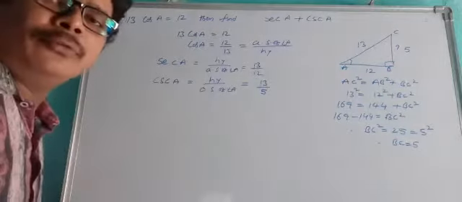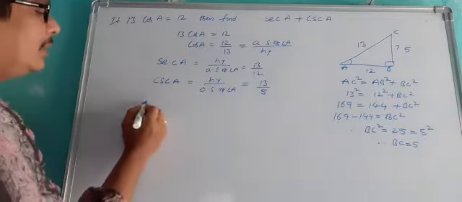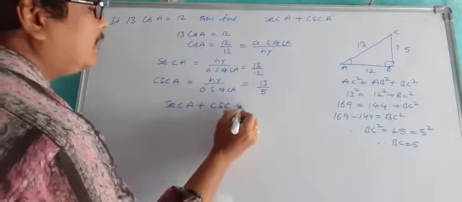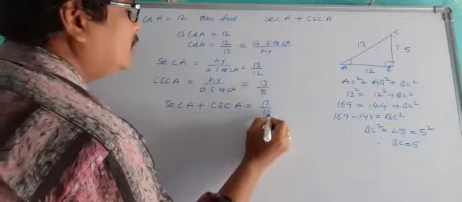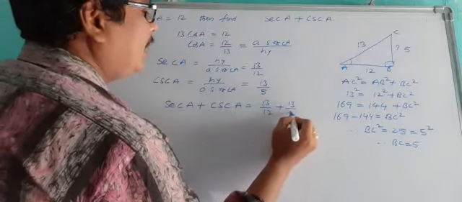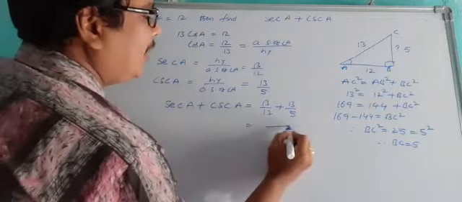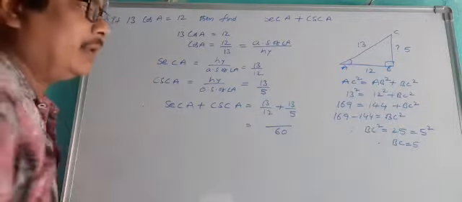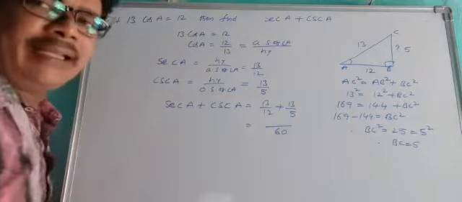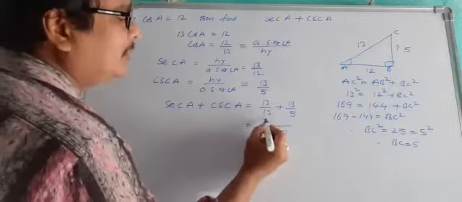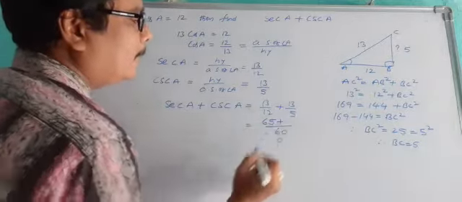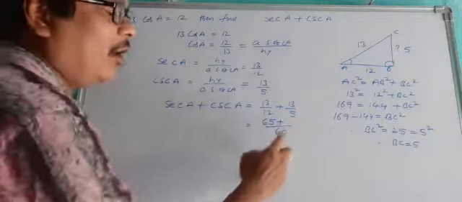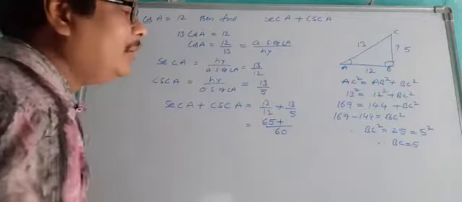Okay, now we have to find their summation. Therefore secant A plus cosecant A is equal to 13 by 12 plus 13 by 5. Okay, the LCM of 12 and 5 is 60. So 12 into 5 is 60, so 5 into 13 is 65, plus 5 into 12 is 60, so 12 into 13.